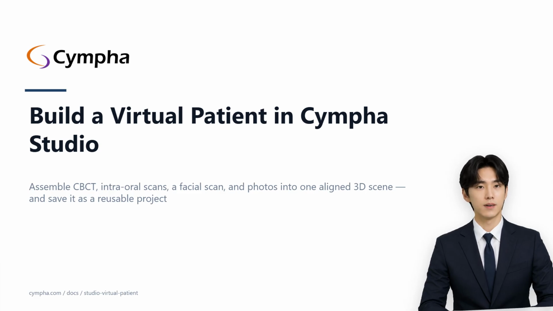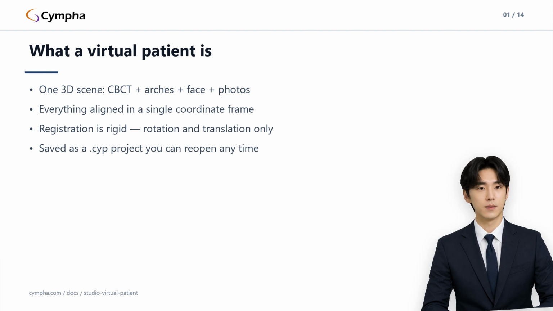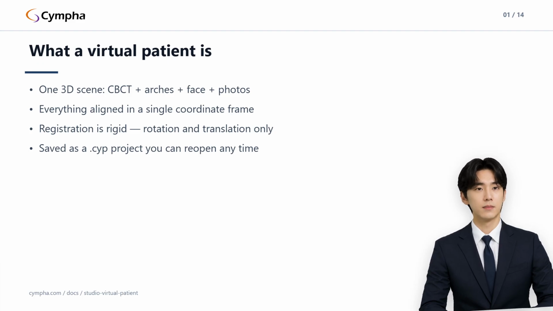A virtual patient is one scene where the CBCT volume, the upper and lower arch scans, optionally a facial scan, and the reference photos all live together, and crucially, all agree about where the patient is. When you rotate the camera, everything moves as one rigid whole, because every layer has been registered into the same coordinate frame. The registration Studio uses is rigid. Rotation plus translation, no scaling, no shear.